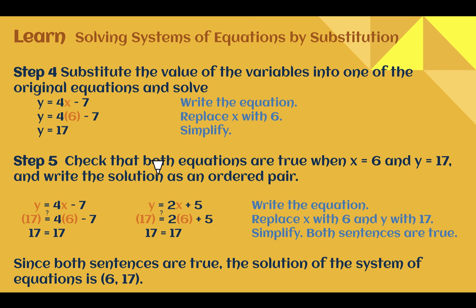Last, let's double check that 6 and 17 work in the other equation. We just figured this one out by plugging it in for 4x minus 7. Let's see if 6 gives us an answer of 17 in the other equation. If I plug in 6 here, 6 times 2 is 12, plus 5 is 17. Since both equations ended up true, and I got 6 for x and y was 17, then the solution is 6, 17. Again, we write it as a coordinate. X is your first value, y is your second value. And those are the numbers that work in both equations at the same time.